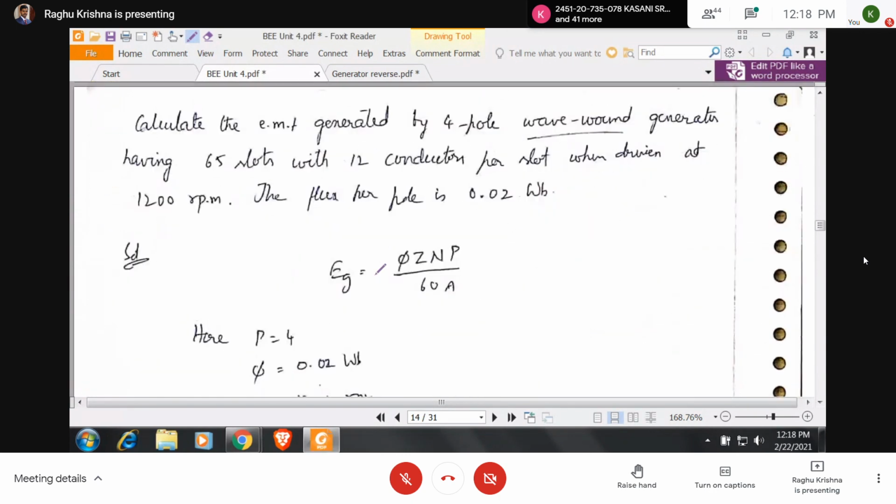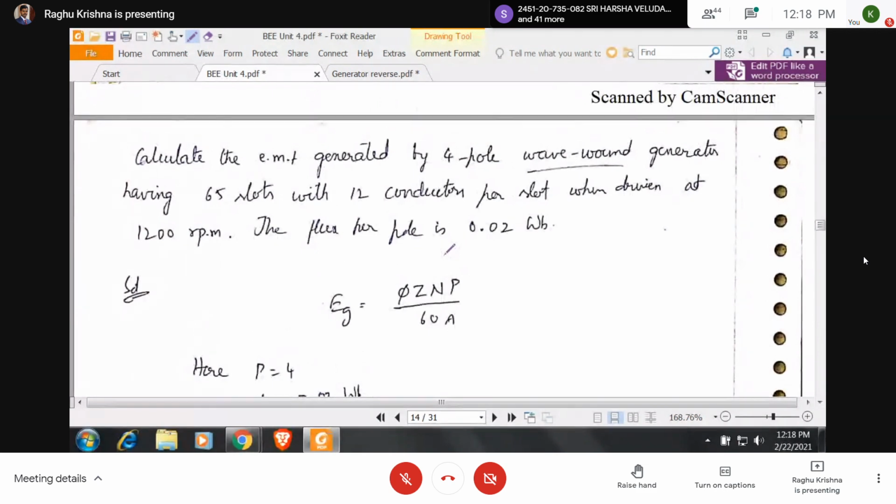So let us do a problem on this. All of you try to do this problem, and I will show the answer afterwards. Calculate the EMF generated by a 4-pole wave wound generator having 65 slots with 12 conductors per slot. So the rotor has 65 slots, and in each slot we have 12 conductors. When driven at 1200 RPM, the flux per pole is 0.02 Weber.